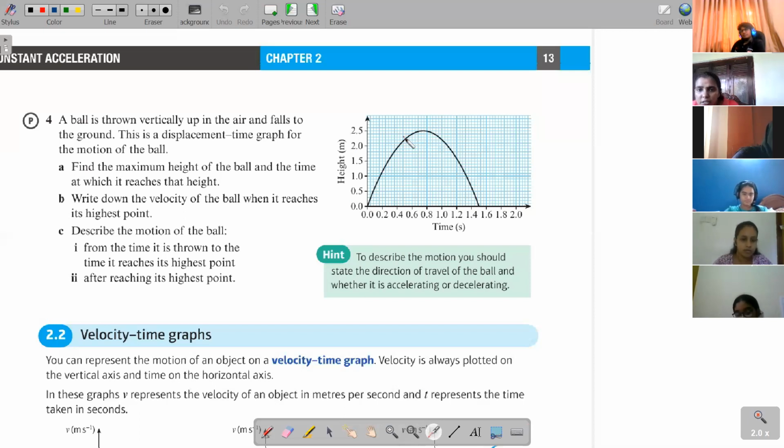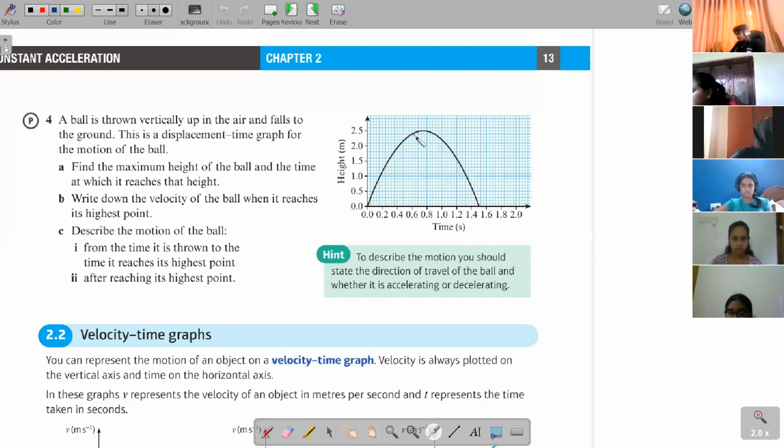Are we having constant gradient now? No, it's not constant. It changes every second. The gradient is changing. Every second the gradient is changing means you are having a changing velocity. Are you getting what I'm saying? This graph is an example of a graph with changing velocity. So in a changing velocity graph, you may have acceleration. Definitely, it has acceleration.